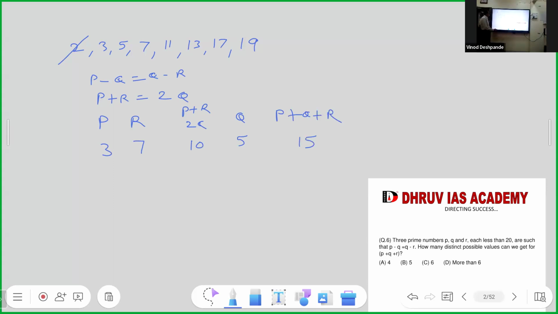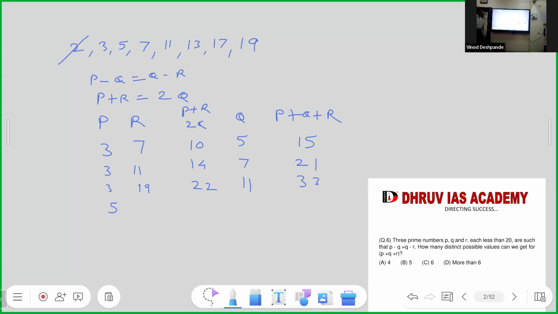Then the next combination for 3, the next prime number is 11. So 3 plus 11 is 14, and then Q will be 7. So P plus Q plus R will be 21. The next combination, 3 plus 13, 16, but then Q will be 8. 3 plus 17, 20, it will not work. 3 plus 19, that is 22, so Q will be 11. 11 into 2 is 22, P plus R. So P plus Q plus R will be 33. Now the next combination for 5.